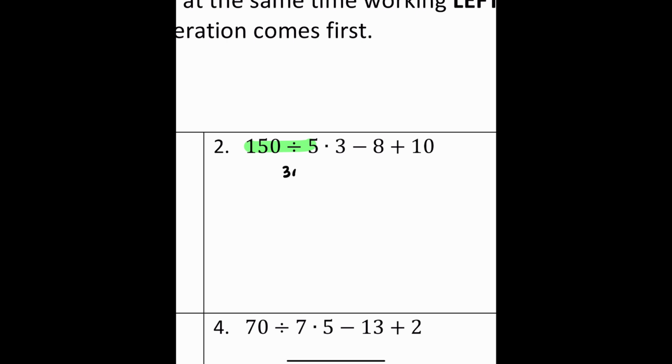So I write 30. Then I'm going to rewrite. So 30 times 3 minus 8 plus 10. Then we're going to go ahead and get into the territory of multiplication. We have 30 times 3, so that's 90 minus 8 plus 10. And then we have 90 minus 8. The subtraction sign appears first before addition. That is what you're going to handle. So we are going to get 82 for that one. So 82 plus 10. And then we're going to add. So that is going to give us 92.